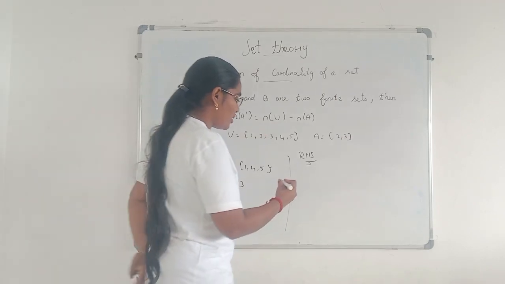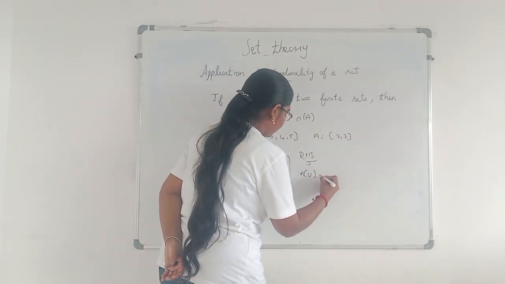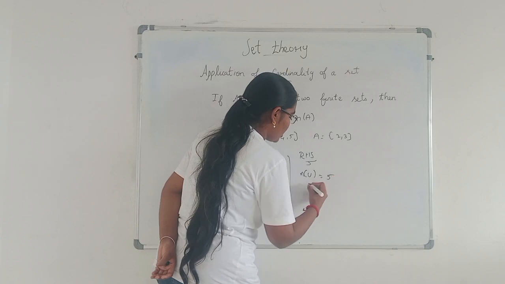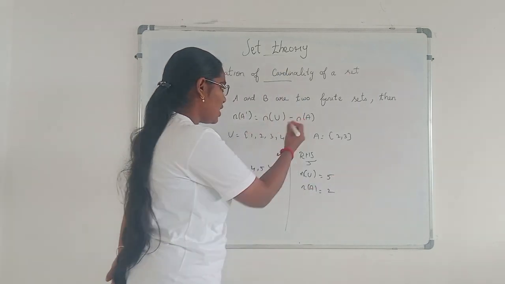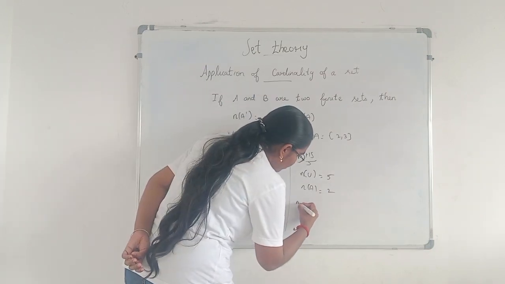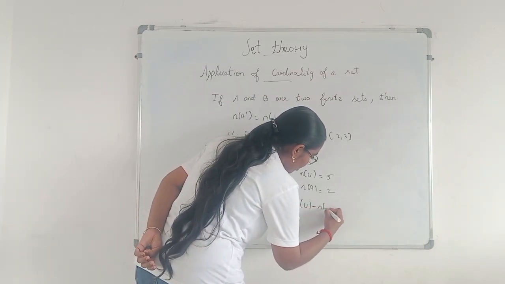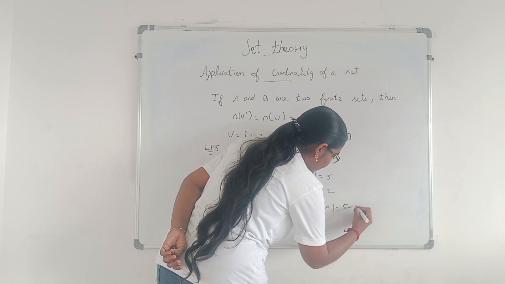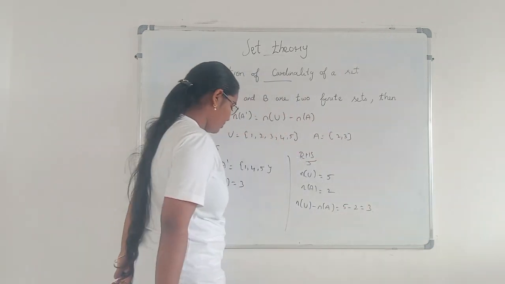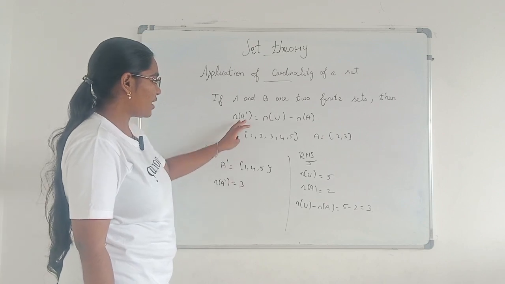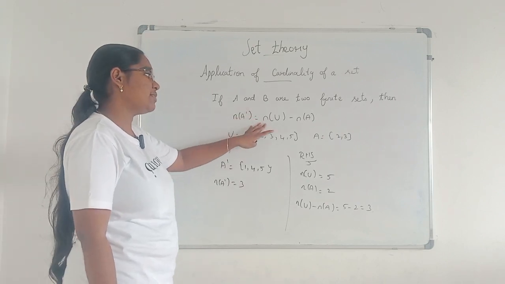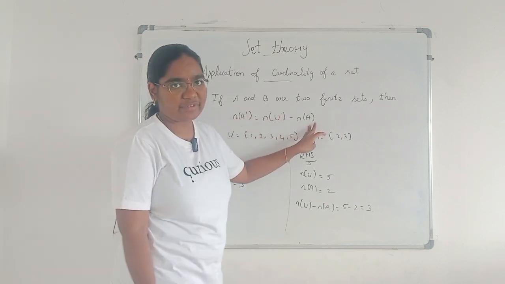Next, the cardinality of universal set is 5. The cardinality of A is 2. So at last find n of U minus n of A. So 5 minus 2 equal to 3. Here left hand side and right hand side are equal. So we can conclude that n of A dash equal to n of U minus n of A.